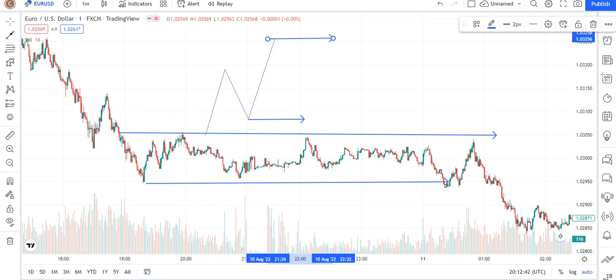So in an uptrend, the range is constantly shifting, but in a ranging market, it's staying the same. It stays the same. Exactly. So that's what I'm trying to say here.